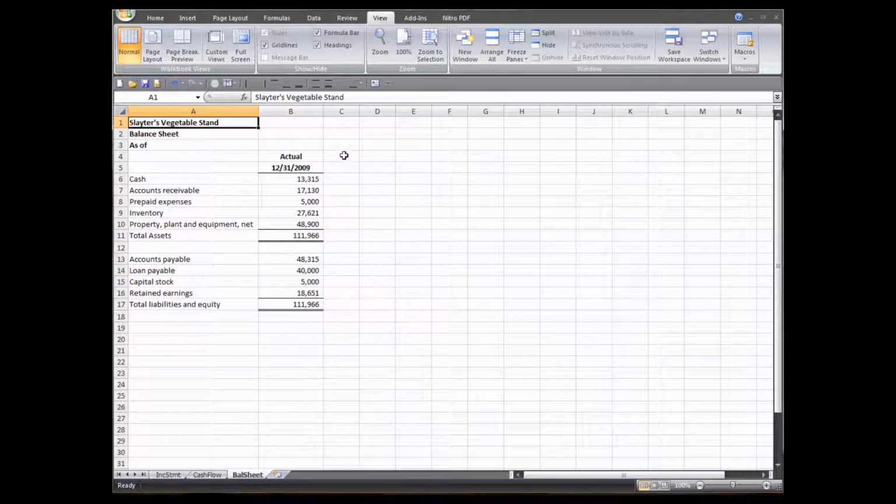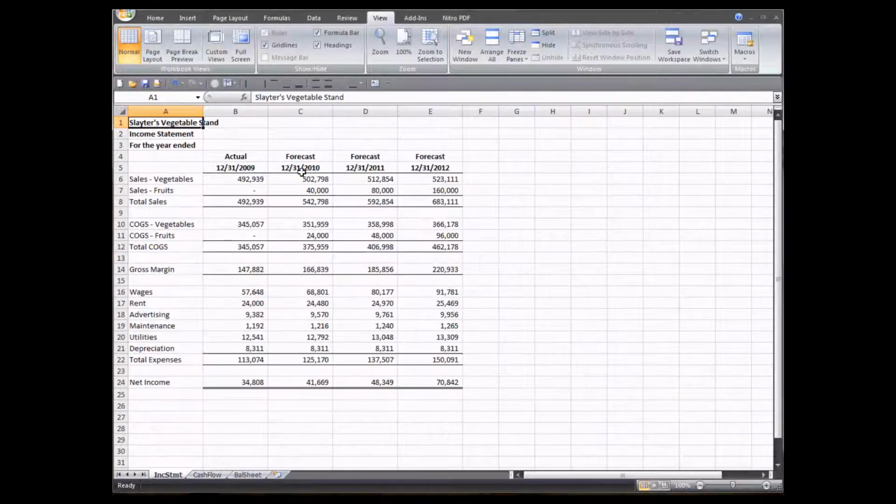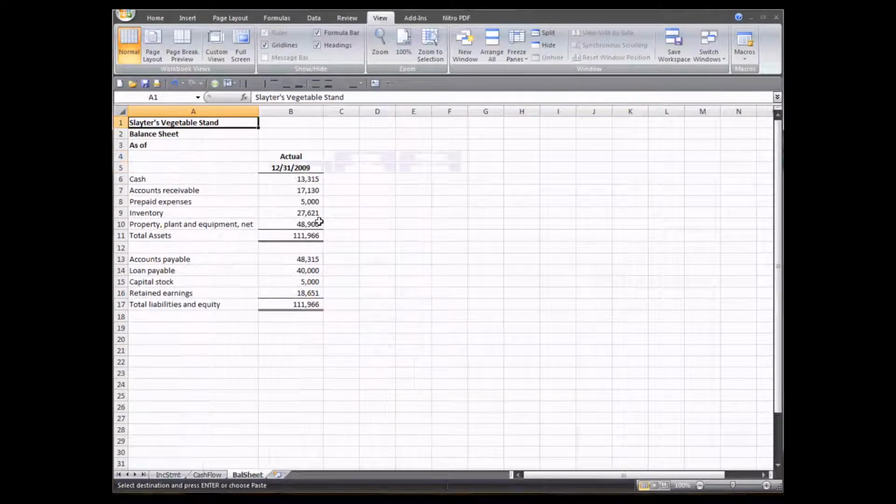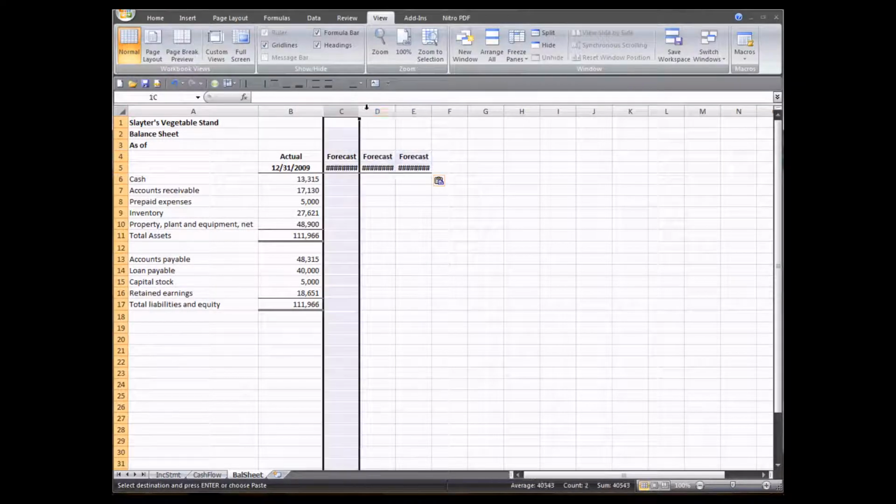So what I'm going to need to do is get some headers in here for column C, D, and E, which would be December 31st, 2010, 11, and 12. I'm going to grab those from over here so I don't have to retype them. And I'm going to go to my balance sheet and paste those in.